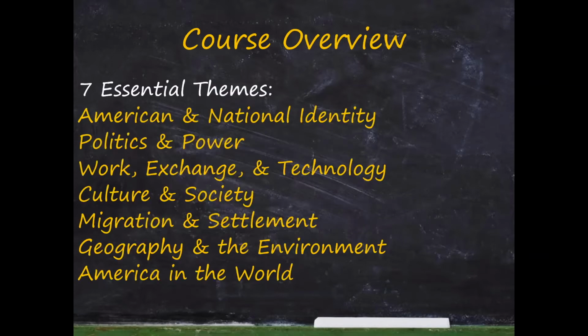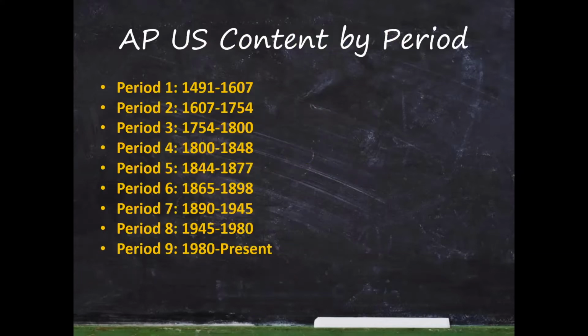There are 7 essential themes in AP US history: American and national identity, politics and power, work, exchange and technology, culture and society, migration and settlement, geography and the environment, and America in the world. If we want to look at a chronology timeline of AP US history, we're looking at 9 periods. They are there for you to look at right there. You can pause the video if you'd like to see what they are. And those are basically our units that we're going to be tested on.